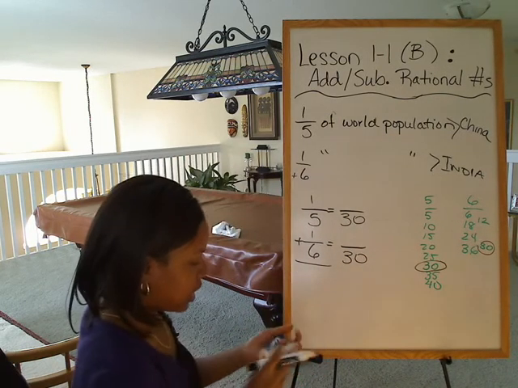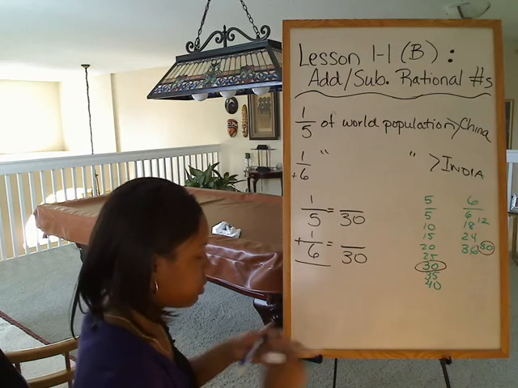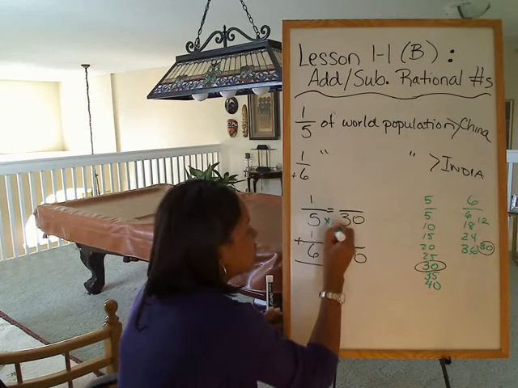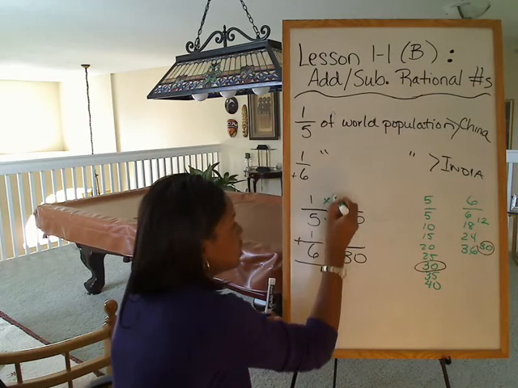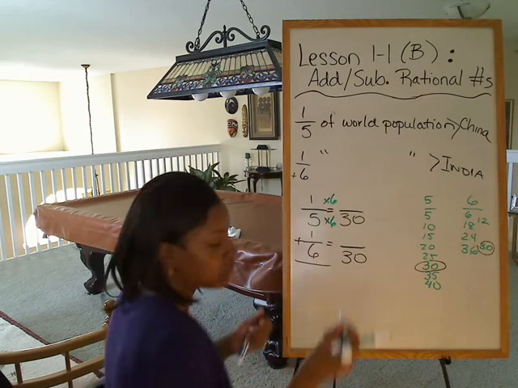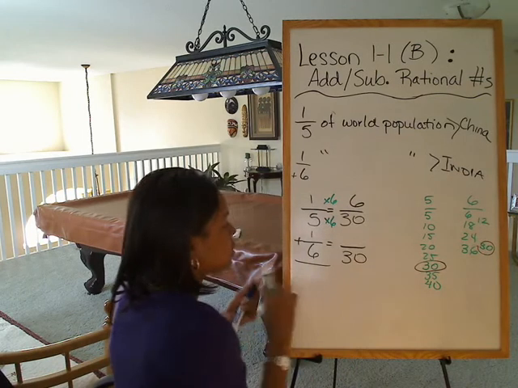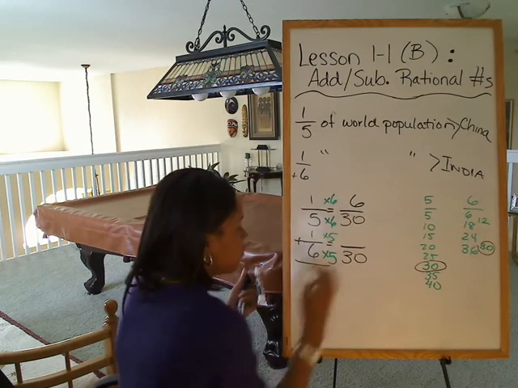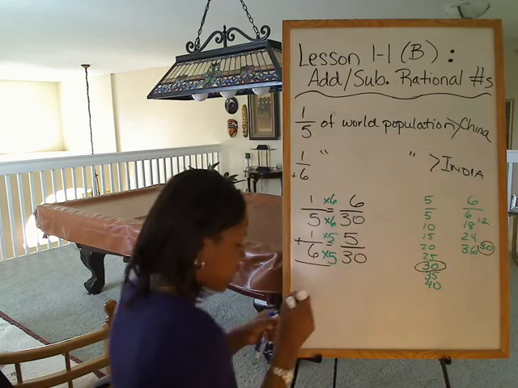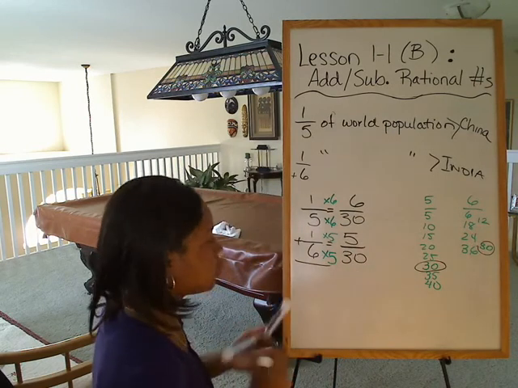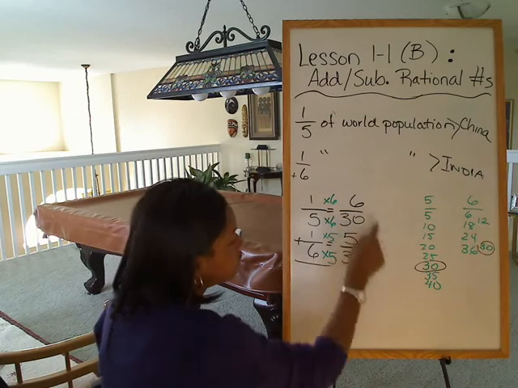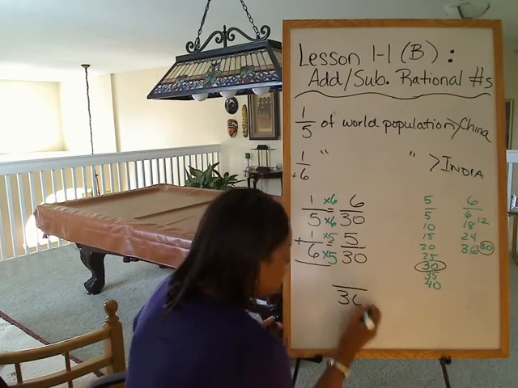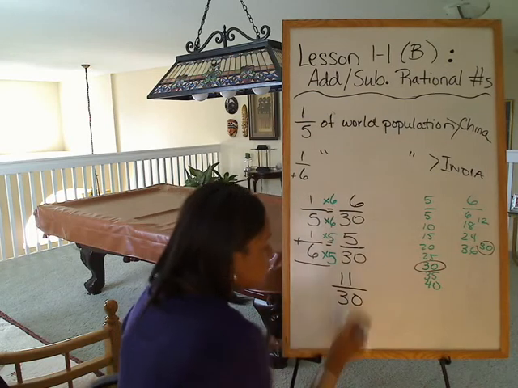Okay? And then you just ask yourself, how can we get these to equal? 5 times 6 gives you 30. So you have to do 1 times 6, and that's going to give you 6. 6 times 5 gives you 30. So you have to do 1 times 5, and that's going to give you 5. So your new question is 6 over 30 plus 5 over 30. You keep the 30. 6 plus 5 is 11.